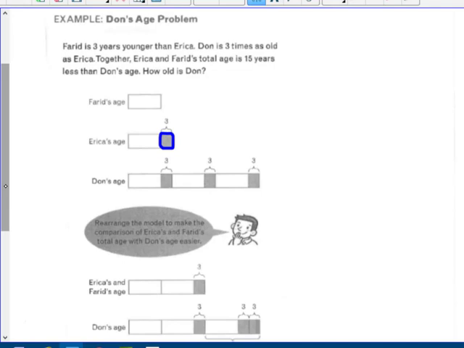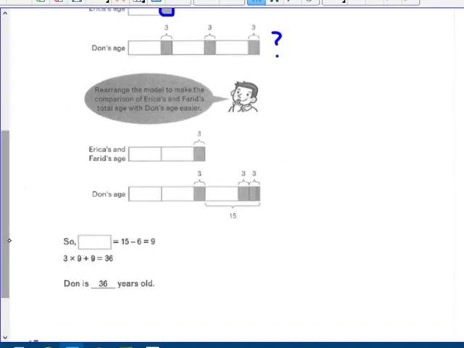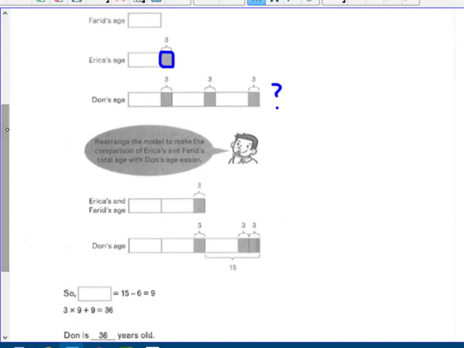So 1, 2, 3. So he's 3 times her. How old is Don? There's your question mark. Rearrange the models to make the comparison of Erica and Farid's total age with Don's age. So Erica, single bar, plus her 3. So this part's Erica and this part is Farid. If you add them together, it's 15 years less than Don.